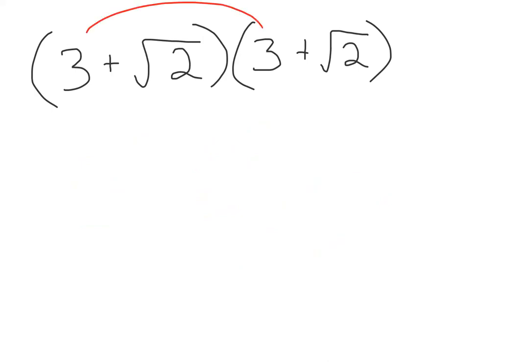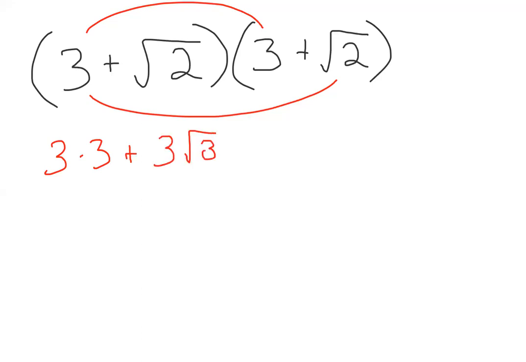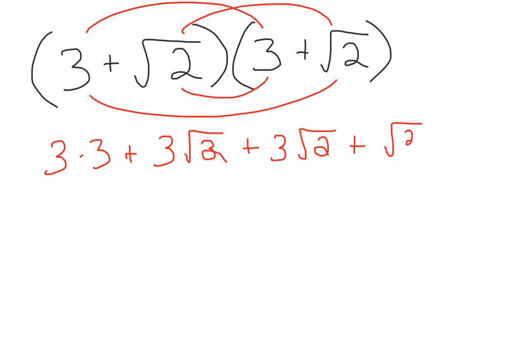So first, 3 times 3, and I'm writing it out for a reason, plus 3 radical 2, because that's the same as 3 times radical 2, plus 3 times radical 2, plus radical 2 times radical 2. I think you guys just saw why I did it the way I did it. Well, 3 times 3 is what? 9. And these guys are the same.